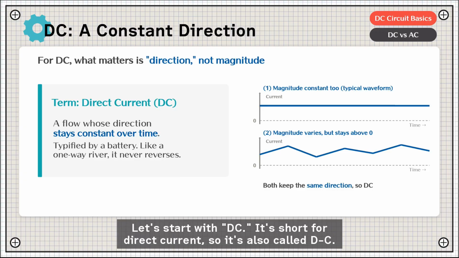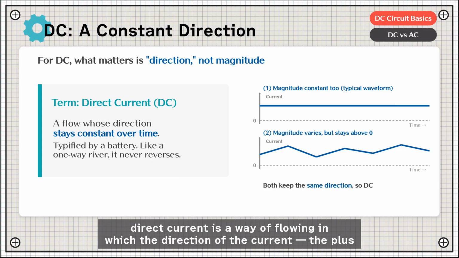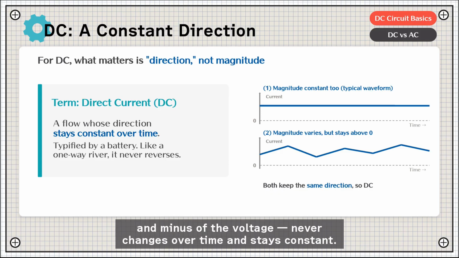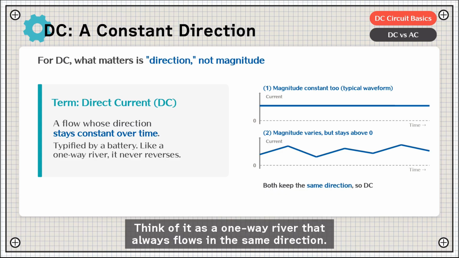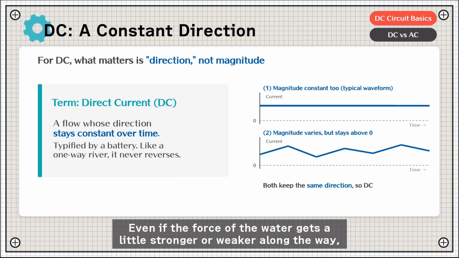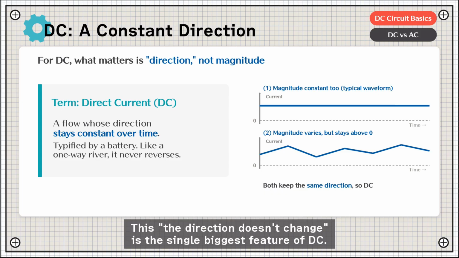Let's start with DC. It's short for direct current, so it's also called DC. In a word, direct current is a way of flowing in which the direction of the current, the plus and minus of the voltage, never changes over time and stays constant. If it flows to the right, it keeps going right, always the same direction. Think of it as a one-way river that always flows in the same direction. Even if the force of the water gets a little stronger or weaker along the way, the direction itself never reverses. The direction doesn't change is the single biggest feature of DC.